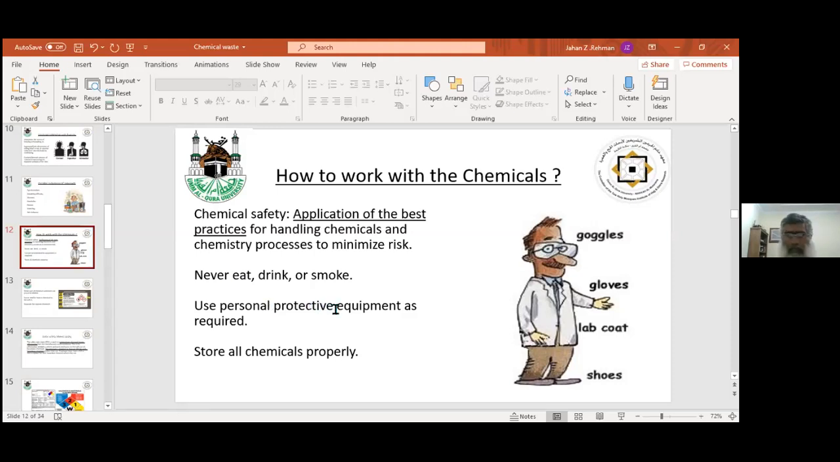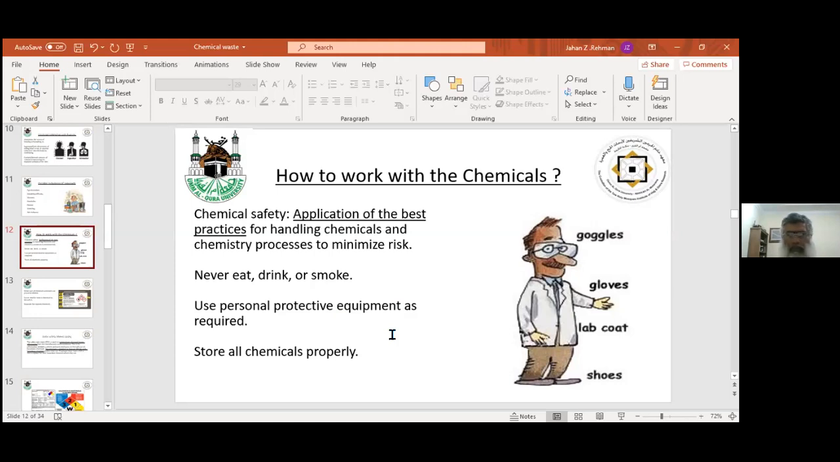Personal protective equipment, as in this picture, he wears gloves, goggles, lab coat, shoes. It also depends on the nature of work. Whenever you are dealing with the flame or with the acids, with the bases, you have to wear the glasses, and always wear the gloves, always wear the lab coat. It is for your protection.